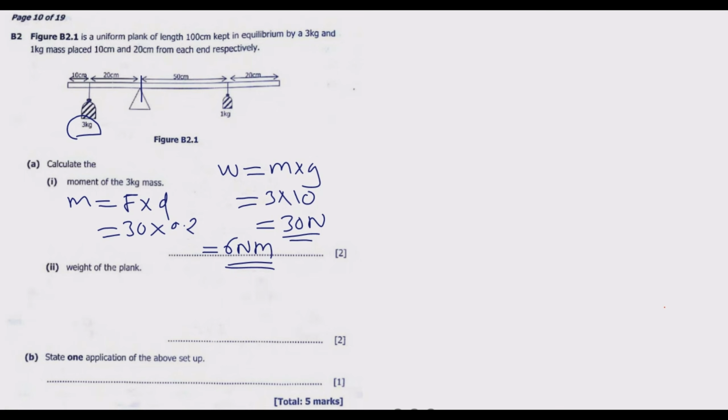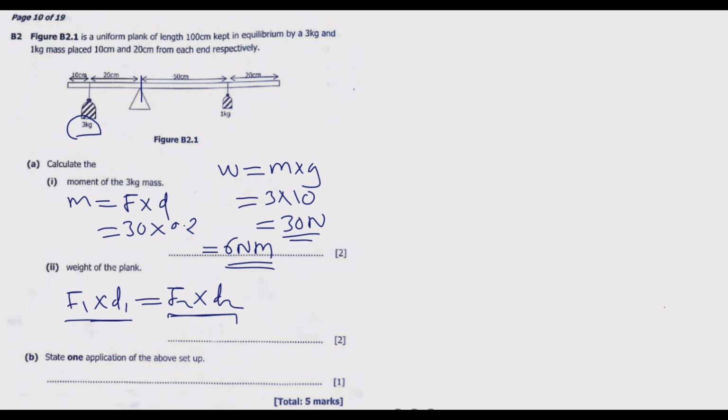We move to Roman numeral 2 of A, the weight of the plank. For the weight of the plank we apply the principle that the clockwise moments must be equal to the anticlockwise moments. What this tells us is that F1 times distance 1 must equal F2 times distance 2. So now we are going to add all the moments to the right hand side and also add all the moments to the left hand side of the pivot.